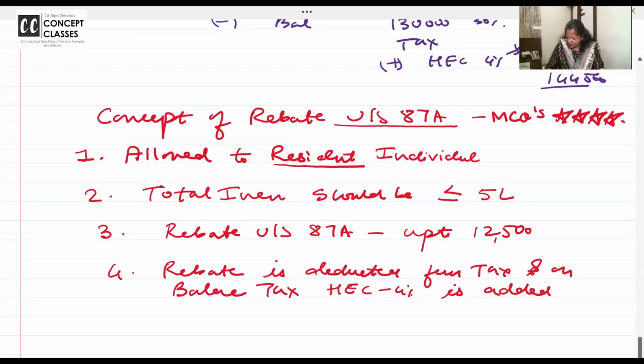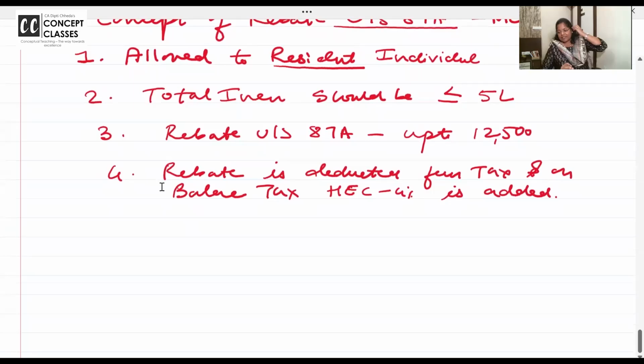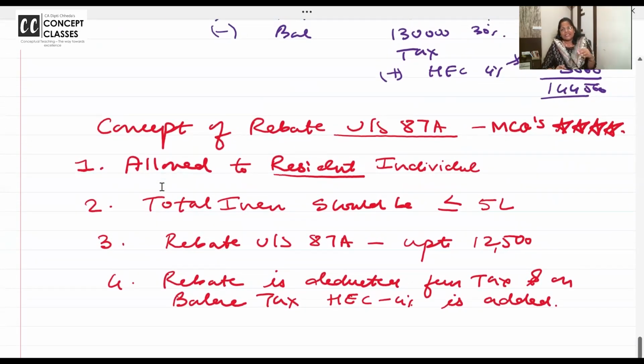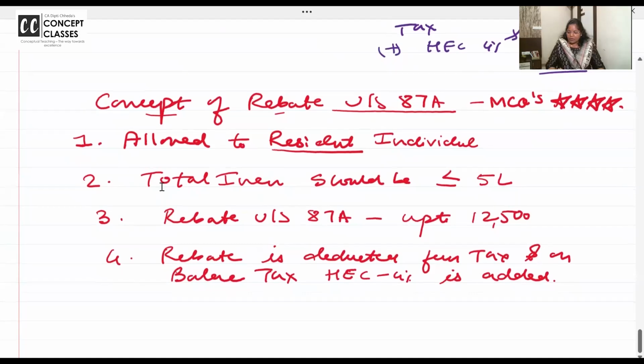I'm going to work out the problems in the next 5 minutes. But एक ही बार इतना perfect कर पढ़ो, just cement it so that you will never get doubts. Concept of rebate. Is it clear to you?